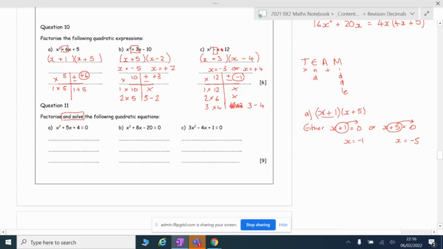Factorize and solve. Now, I'm going to show you how to do C in a second, but what I'd like you to do for a minute is stop this video for 5 minutes, if you don't mind, and try A and B here. Just A and B. Stop now and come back to me when you're ready.